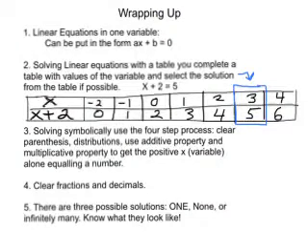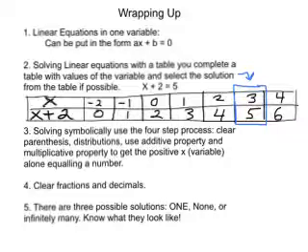Summing things up, before we go into that worksheet again that we were working on in 2.1: Number 1, linear equations in one variable can be put in the form ax plus b equals 0. Number 2, solving linear equations with a table. Sometimes you can, sometimes you can't. It's important to know where to start with the numbers, to get some idea of where you should start. Like if I started at negative 100, it would have been a mighty big table.